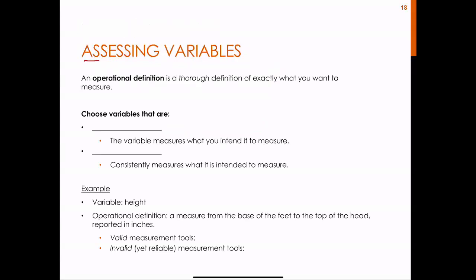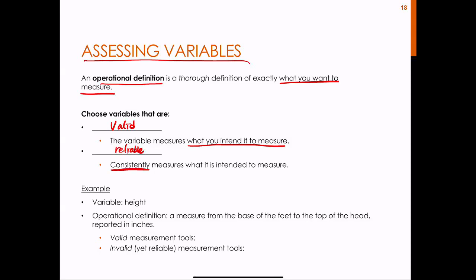The next one is assessing variables. Choosing the correct variable is really important. An operational definition is a thorough definition of exactly what you want to measure. These variables need to be valid, meaning the variable measures what you intended it to measure, and they need to be reliable, meaning they consistently measure what they are intended to measure.